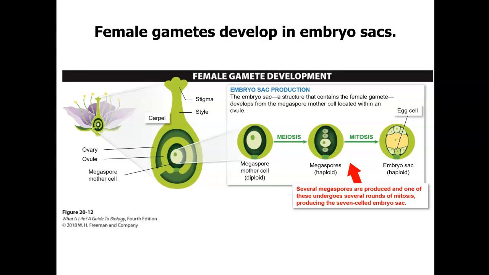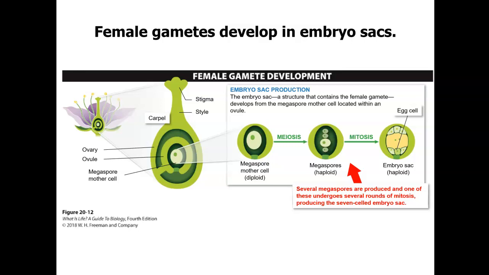All right, so looking here at the female gametes, they're going to develop in the embryo sacs. And so you see the stigma, the style, and the ovule. Inside the ovule, you're going to see that you're going to have a megaspore mother cell. So coming on over, we have that embryo sac production. That's going to be the structure that contains the female gamete that's going to develop from the megaspore mother cell located within the ovule.